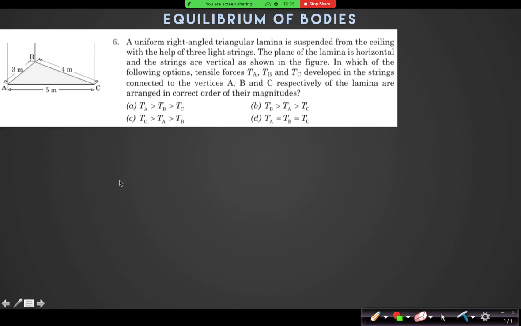How can you say that? What is the logic behind that? That we need to understand. Sir, can I say what is my logic? Yes, definitely, tell me. Sir, there are three strings, and as we can see the triangle is not equilateral. As per the diagram, the mass of the triangle is more shifted towards A, a little bit towards B, and the least towards C. So I think the tension should be in that order.